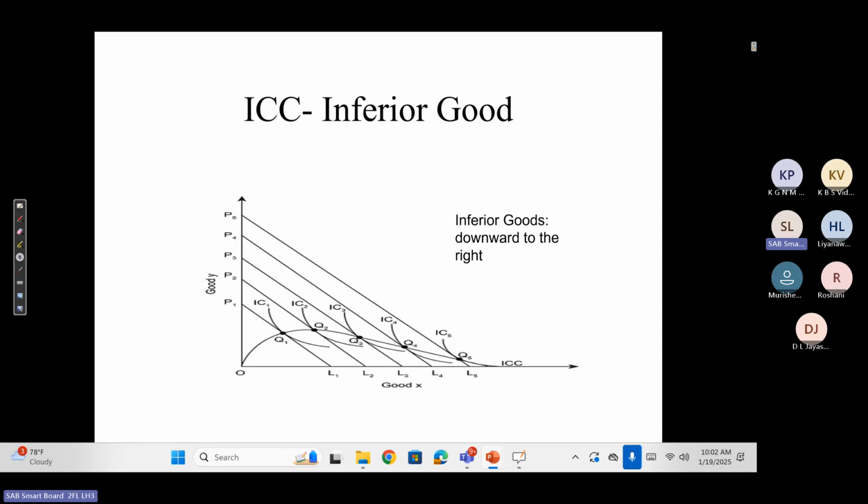Initially it becomes a kind of normal good. But after a certain income level, it tends to decrease. So here we see it sloping downward to the right on the x-axis. That means product X becomes inferior. So it can be backward to the left or right, because we explained the two products. By looking at the relationship, you can identify whether it's a normal good or not. So that is ICC.